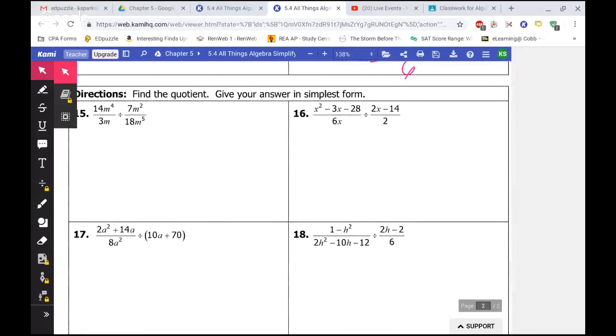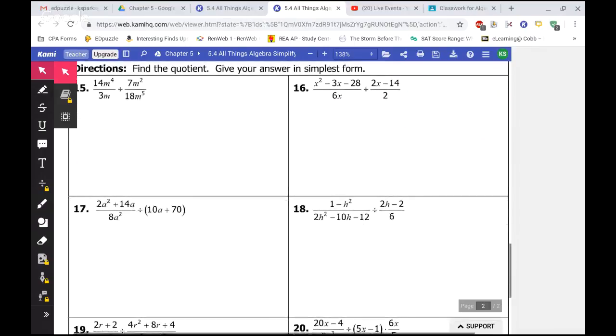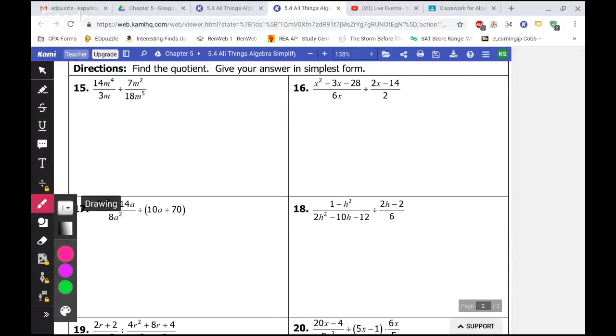All right. Now, same principle. Once you get your keep, flip, change done, it's just like multiplying, because obviously we're going to be changing these to multiplication problems. So you want to keep the first, change it to multiplication, and then flip the second to your reciprocal. So keep the first.